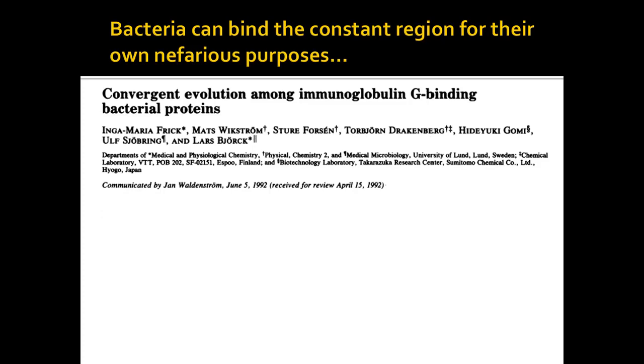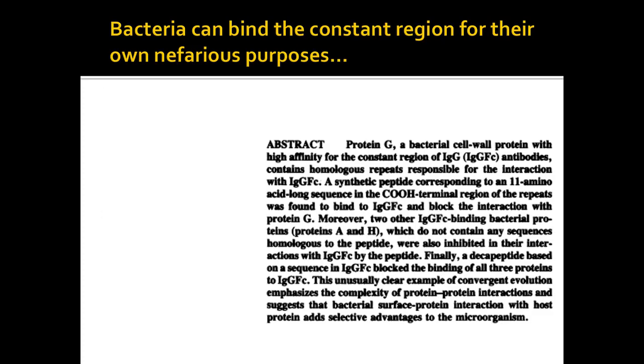Immunoglobulin G is the type of antibody that is most common. Antibody binding bacterial proteins: it turns out that different bacteria bind constant regions in the same way, even though they don't have to. That's why it's convergent evolution. Here's the abstract of this, and this is the kind of thing that you want to pull out of the abstract. Right here it starts with: protein G is a bacterial protein that binds IgG Fc regions. So it binds the Fc region of antibodies.